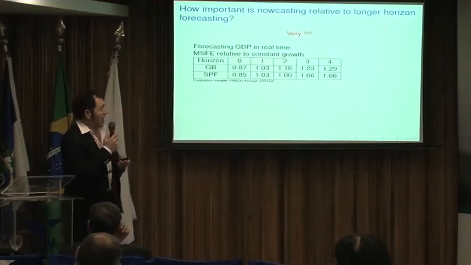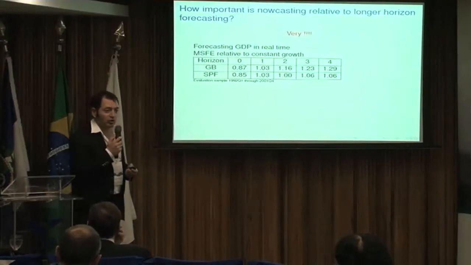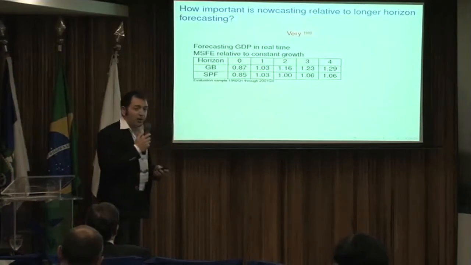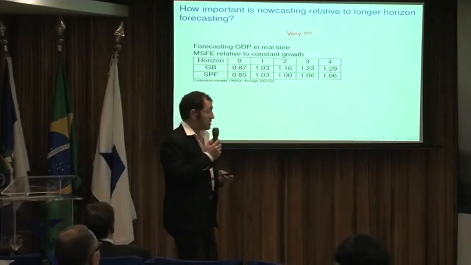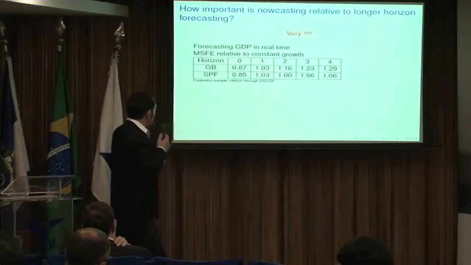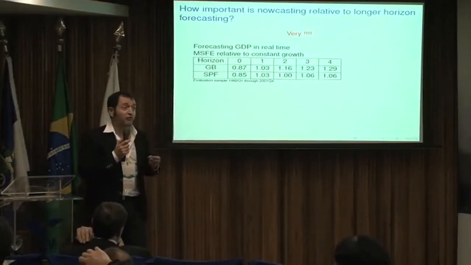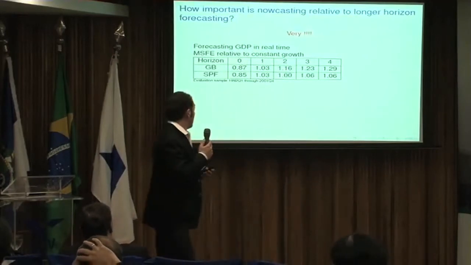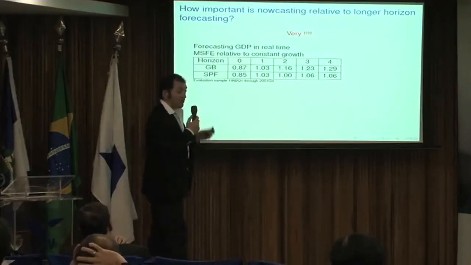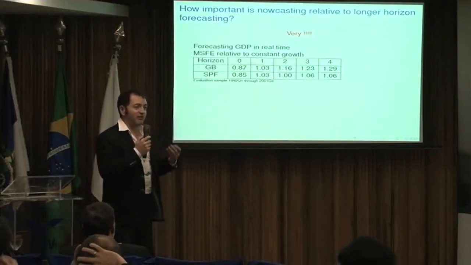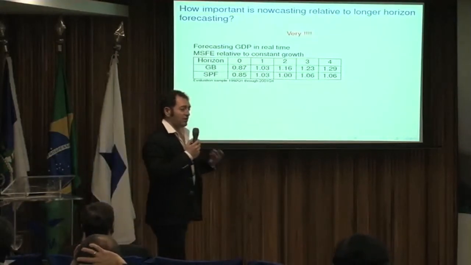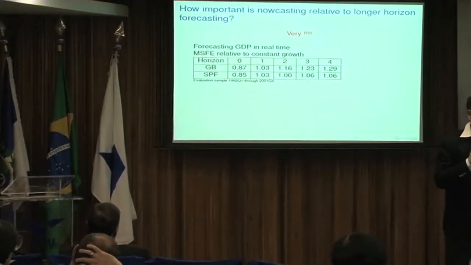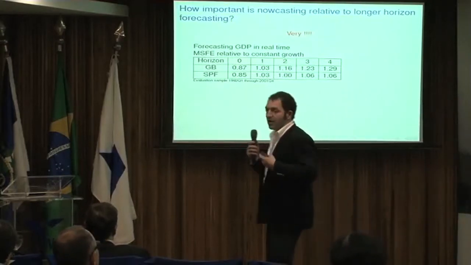So first question, how important is nowcasting relative to longer horizon forecast? This is a table where I compare forecasts produced by judgment. The first line refers to the Green Book, the forecast prepared for the FOMC meeting by the Fed staff. And the other line refers to the survey of professional forecasters. The Philadelphia Fed every quarter does a survey asking professional forecasters what they think about different variables in the future. And then you can average them.